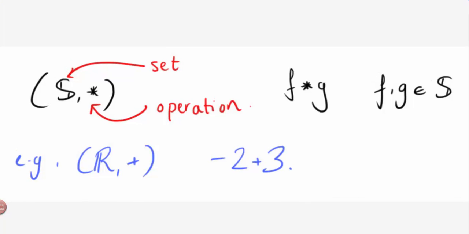We can be quite formal and say that we consider the pair consisting of the set S and an operation, denoted by this asterisk symbol here. The operation is applied to two elements from the set, denoted here by F and G, to get the result. For instance, we might consider the set of all real numbers under the operation of scalar addition. We call the elements that are being combined the operands. That's -2 and 3 in this case.